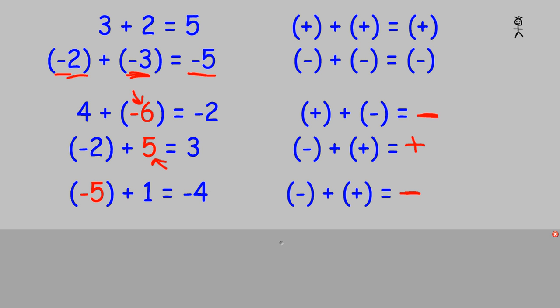On this example, 5 has a greater distance from 0 than negative 2. So 5 is going to determine the sign of our answer, which was a positive 5, so we have a plus sign, or a positive value. And finally, over here, negative 5 is a greater distance from 0 than 1. So when we add these, since the negative number was a greater distance from 0, or had the greater absolute value, we know our answer is going to be a negative answer.